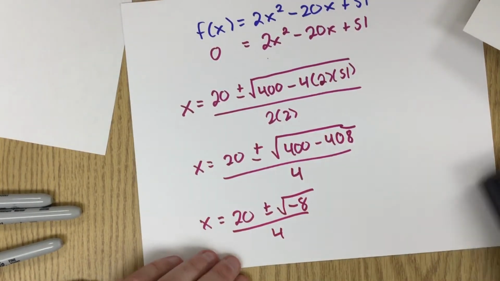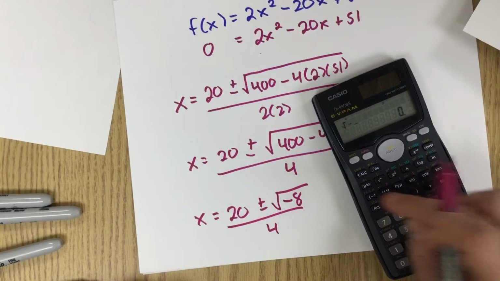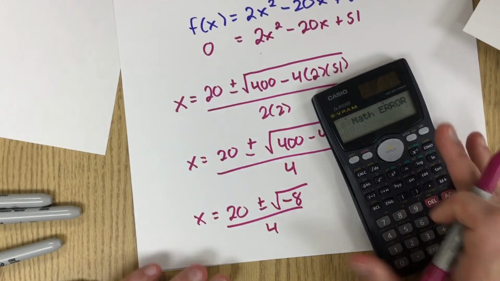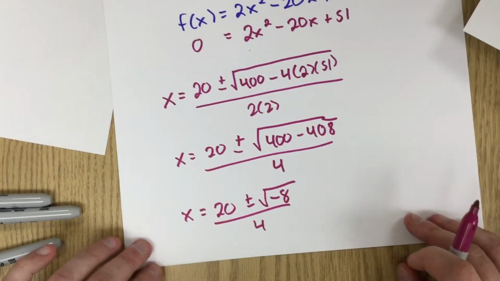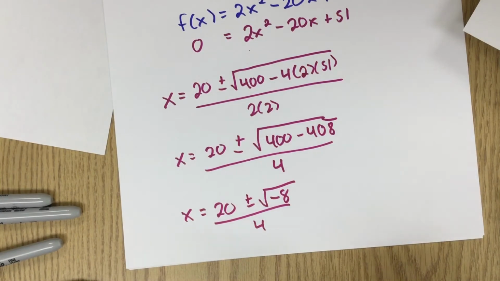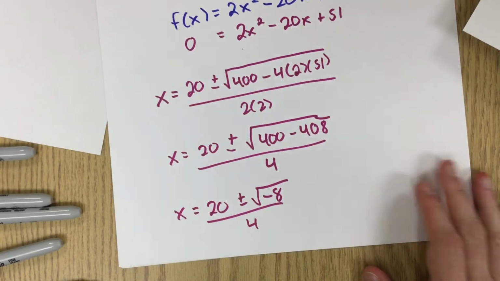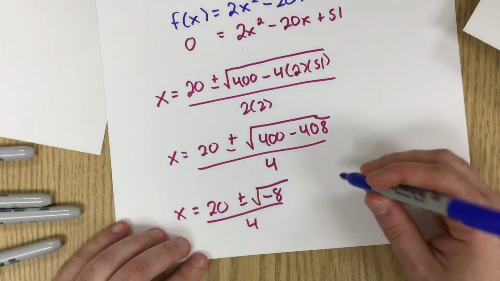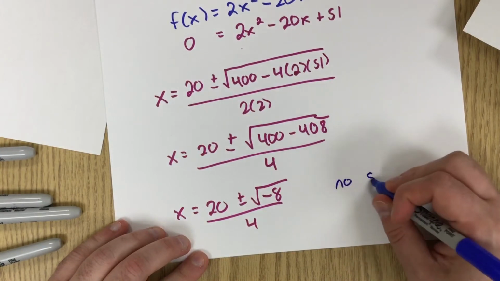And the square root of negative 8, it's saying math error because you can't take the square root of a negative number. There's no two numbers multiplied by each other that would give you a negative. A negative times a negative is a positive, and a positive times a positive is a positive. It simply doesn't work. So in this case, there are no solutions.